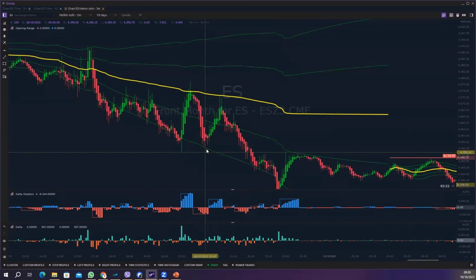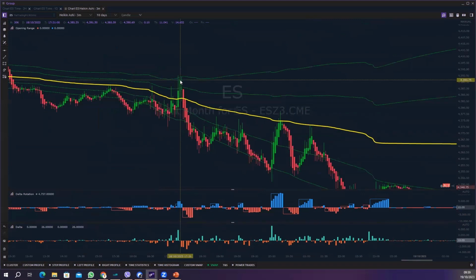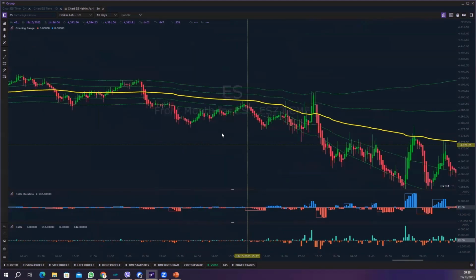We have 10 points. 1 point is $50. This is $500 just with one contract. If you do 10 contracts, this is $5,000 right there. And the action is happening at certain levels. For example, resistance, second standard deviation of VWAP.